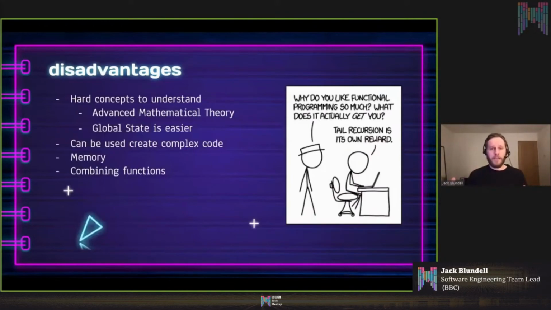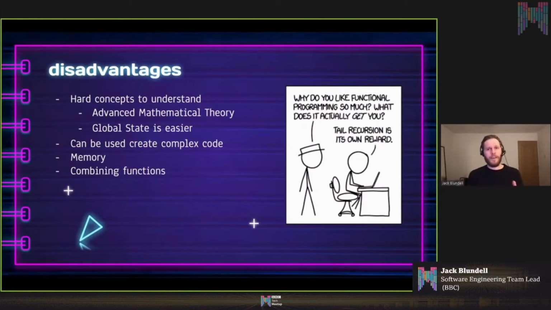So I spent a lot of time bigging up functional programming, so I might as well go through the downsides as well. So they are hard concepts to understand. It's based on mathematical theory, so it can be quite difficult to get your head around. And it's a lot easier to manipulate global state in an application than it is to come at it from a functional point of view.